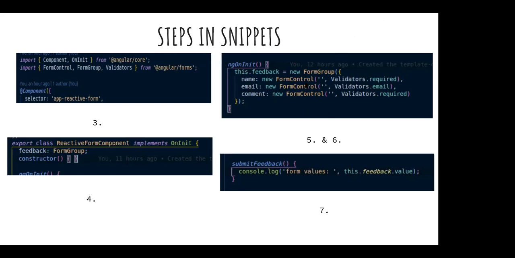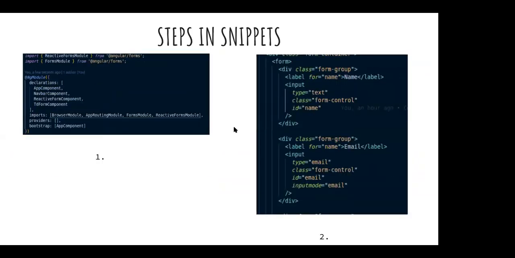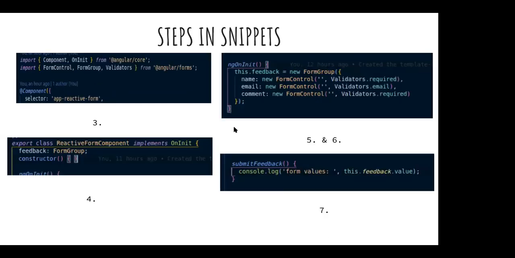Now, the next thing we want to do is to create a new instance of the form group, right? Now, the form group takes an object as an argument. The first part is the different form controls we want to have in our form. That's the different inputs we want to have in our form. As we saw earlier, we have the name inputs, we have the email inputs, and we also have the text area, which is the comment input rather.